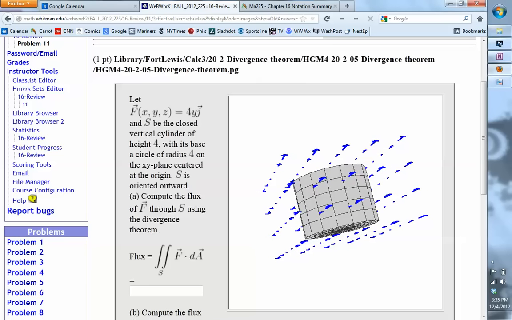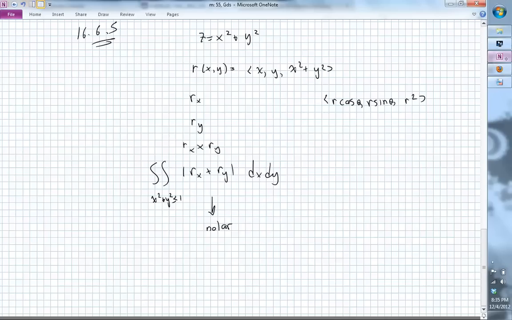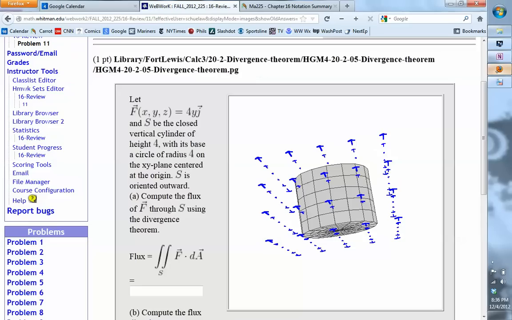So essentially, we want to do the integral of F dot dA, and we know by the divergence theorem that the integral of F dot dA, just a notation check here, F dot n dS, is the same as the triple integral of the divergence of F dV. So now let's go back and see what the divergence of my F is. Your F may be slightly different. The divergence of my F looks like it's just 4. Okay, so that's the integral of 4.